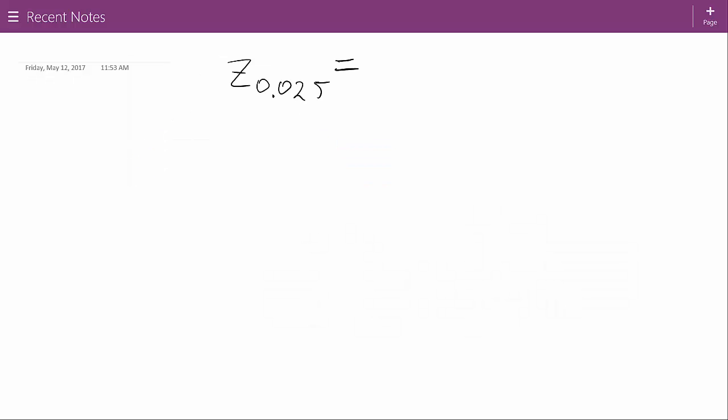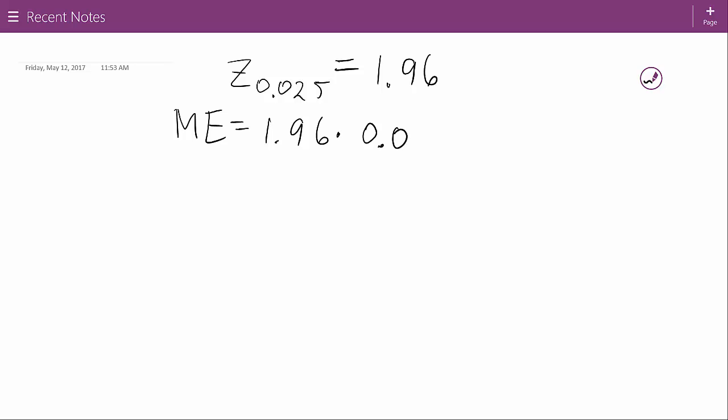Okay, so let's go back. So this is the Z that I want to use, right? 1.96. Okay, cool. Now let's compute the margin of error, ME, and that would be Z times the standard deviation, right? So 1.96 times, oh God, what was the standard deviation? 0.018 something something. 0.04. Okay, so this is what my margin of error is going to look like. Correct?